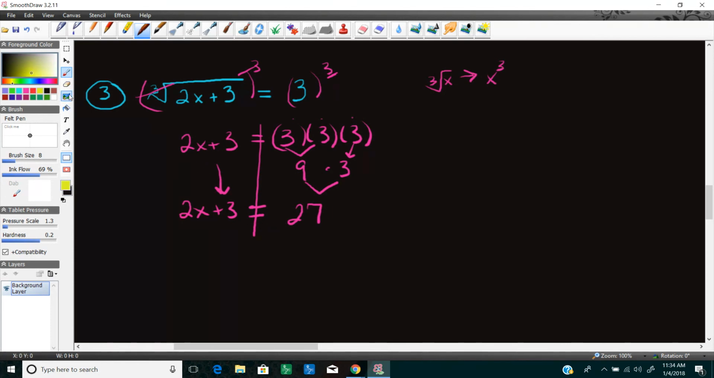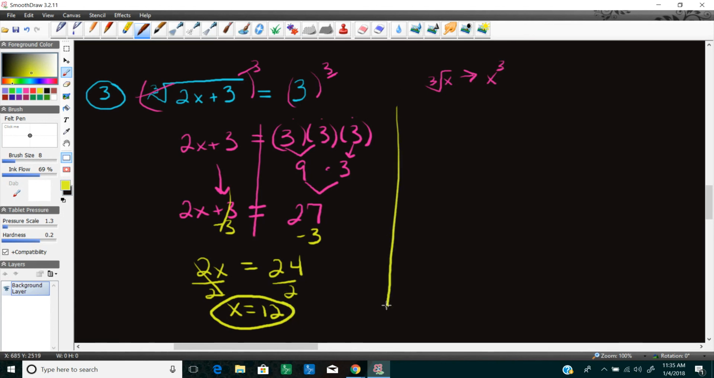So from here, I can just subtract 3 from both sides. So 2x is equal to 27 minus 3, which is 24. Divide both sides by 2. And so x is just equal to 12.